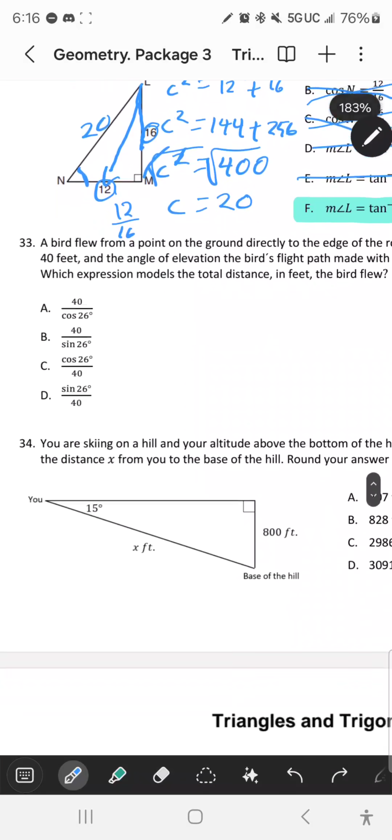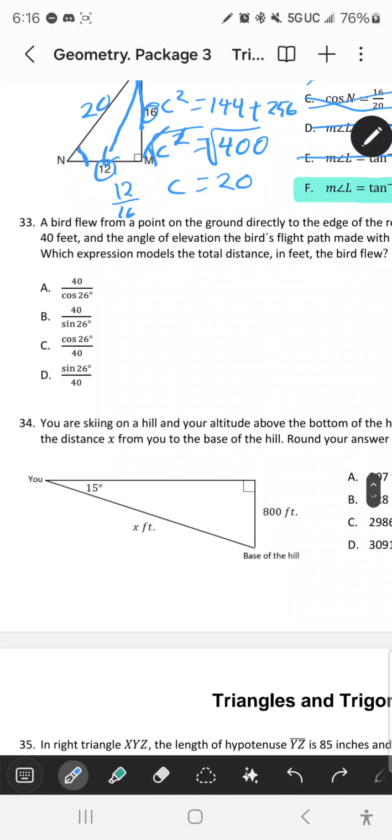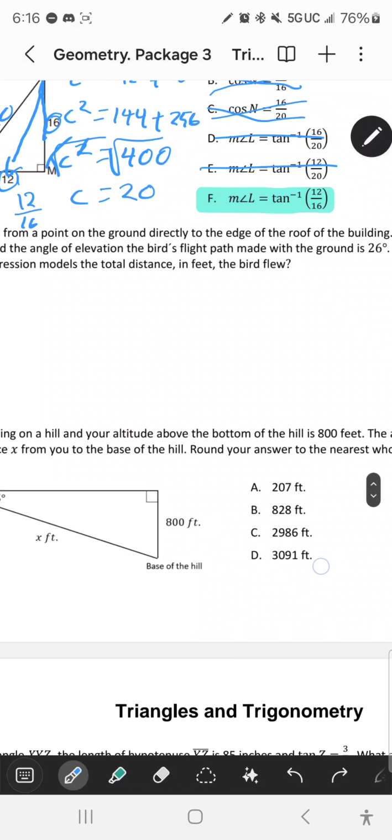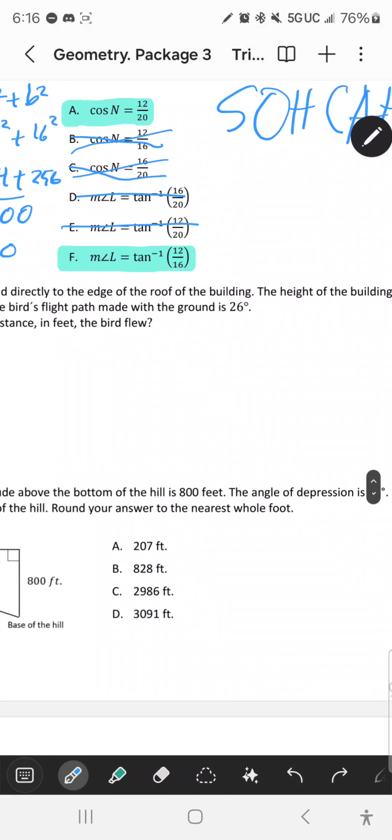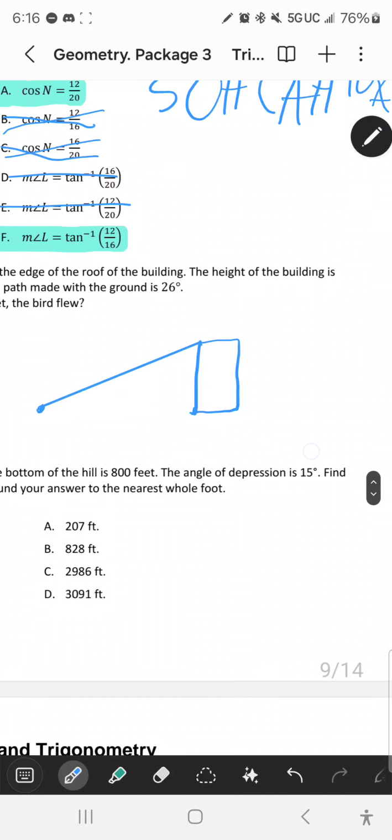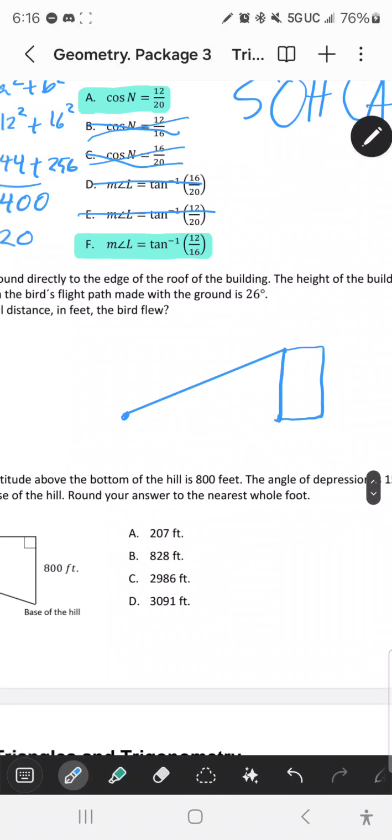Now let's go for the next one. A bird flew from a point on the ground directly to the edge of the roof of the building. Okay, let's draw that. There's a bird on the ground. There's a building right here. And the bird flew from here to the roof of the building. The height of the building is 40 feet.